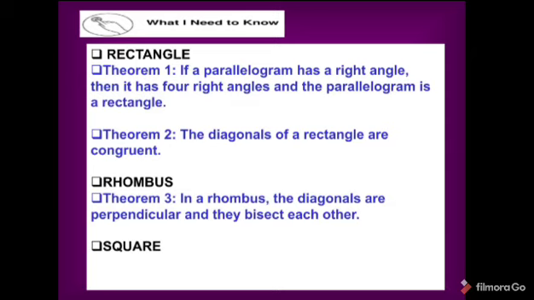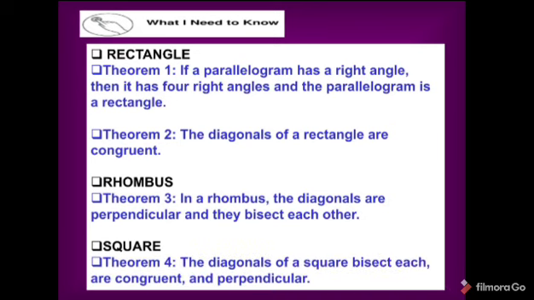Next, we have the square. That would be theorem number 4. The diagonals of a square bisect each other and are congruent and perpendicular. Now, what are the things that we need to know as we go further with our discussion this time?